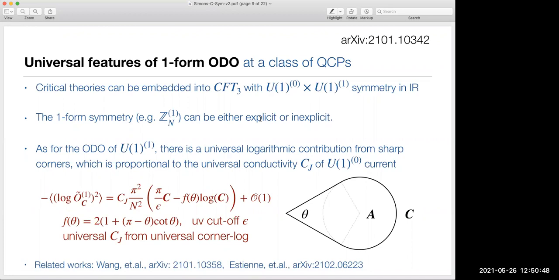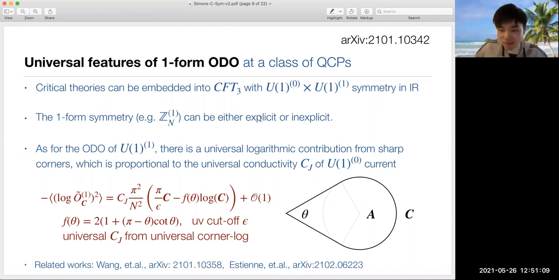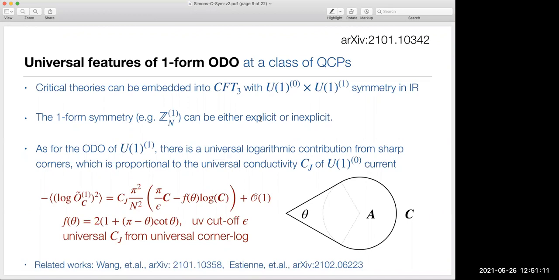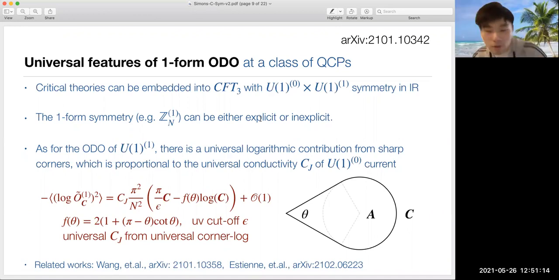So that story, I think I understand for Zn. But for U1, it's fundamentally different. You start with a 2+1D system with a U1 zero-form symmetry, and you gauge that U1 zero-form symmetry. In the gauge theory, there isn't a U1 one-form symmetry. There's a U1 zero-form. Yes, indeed. The Dn and U1 are quite different.